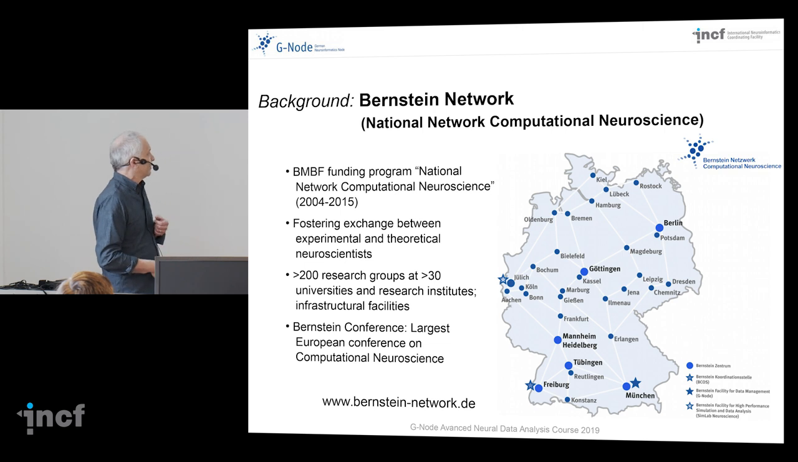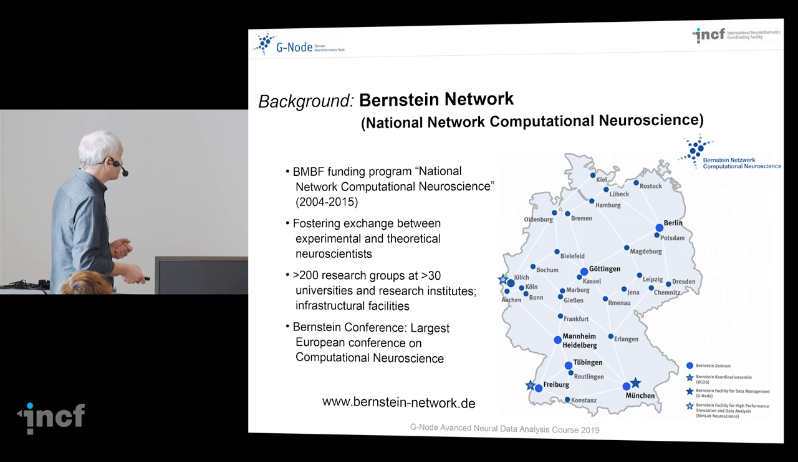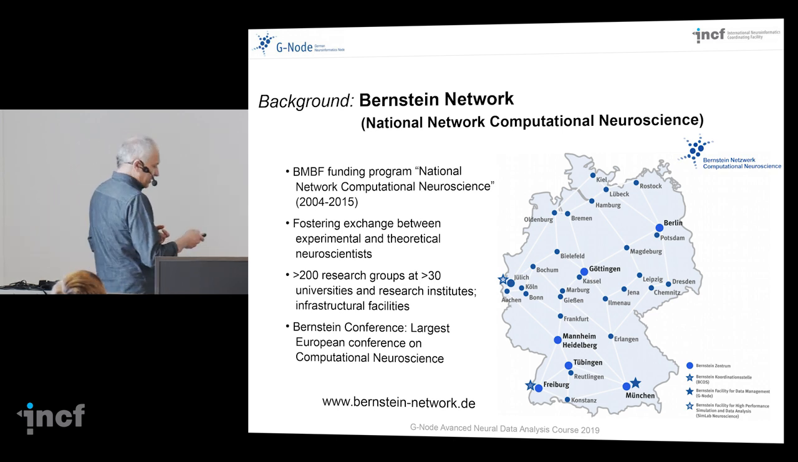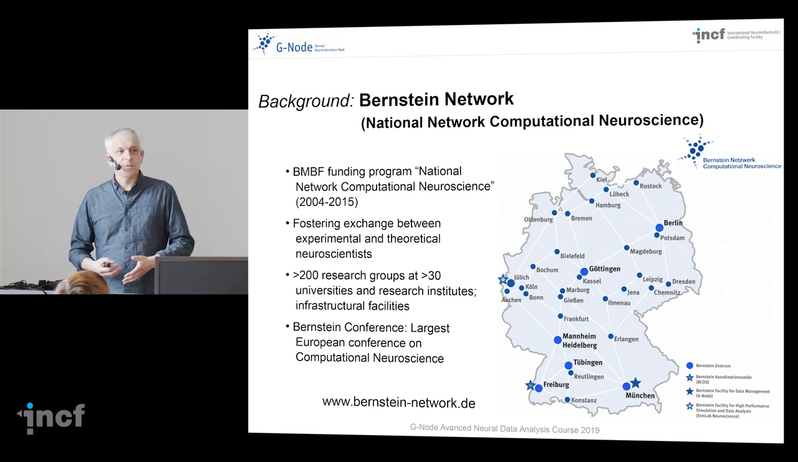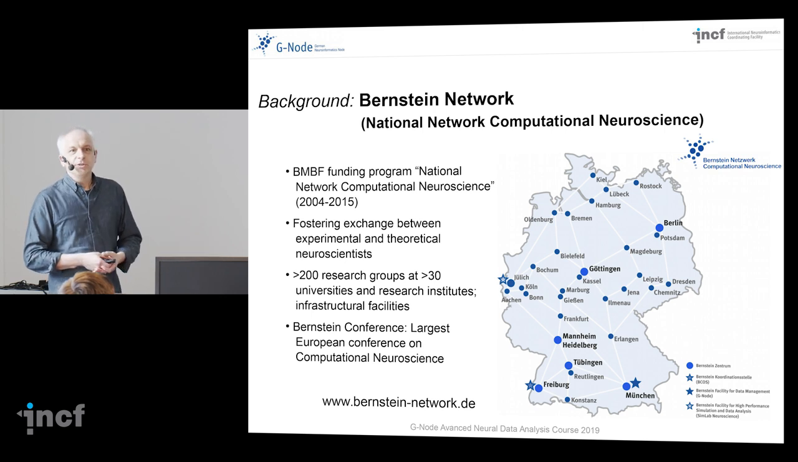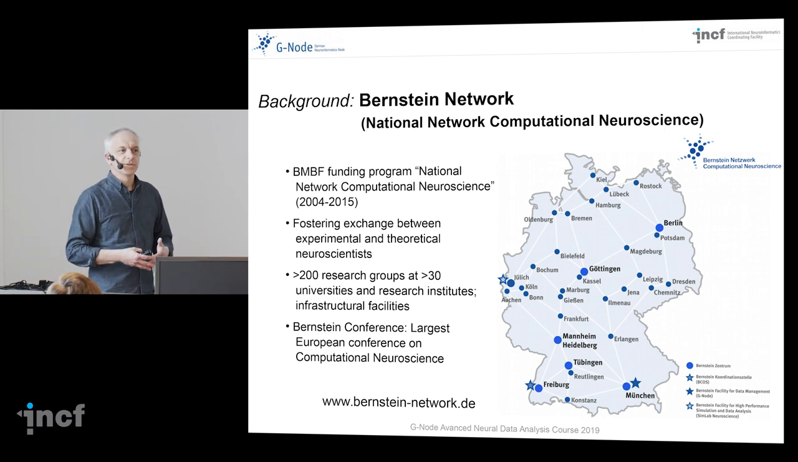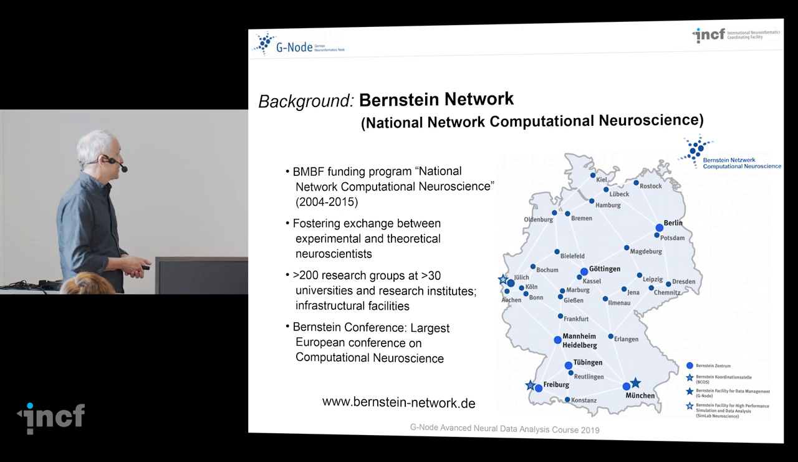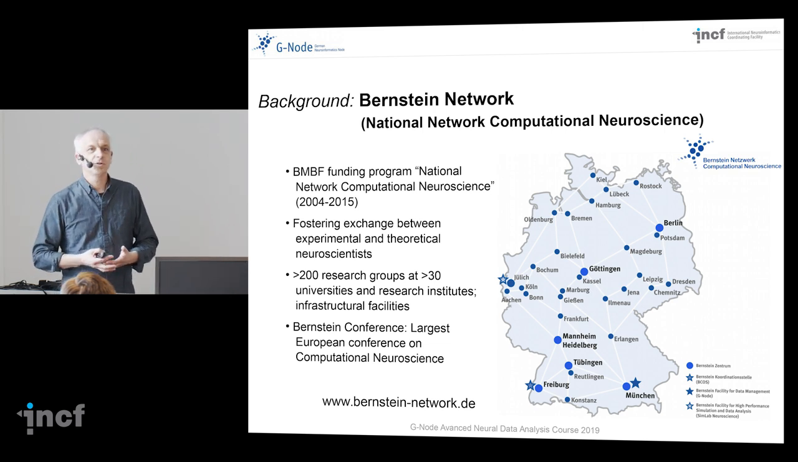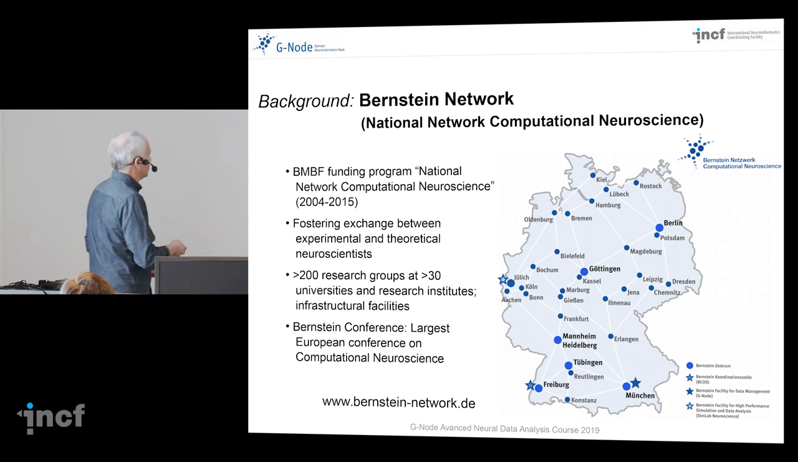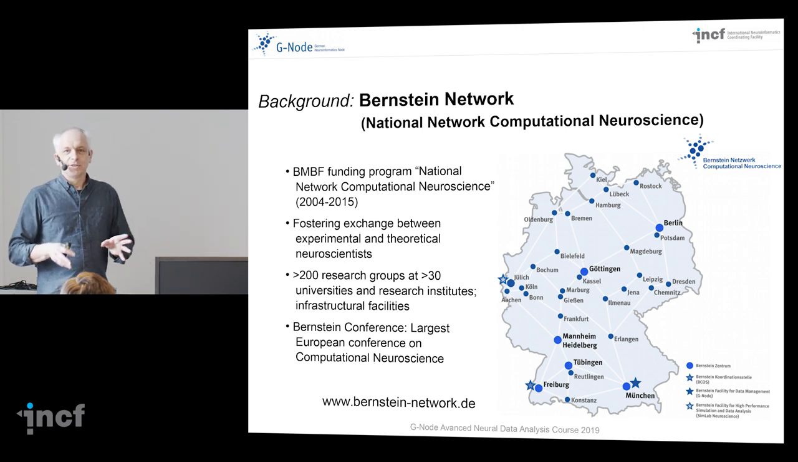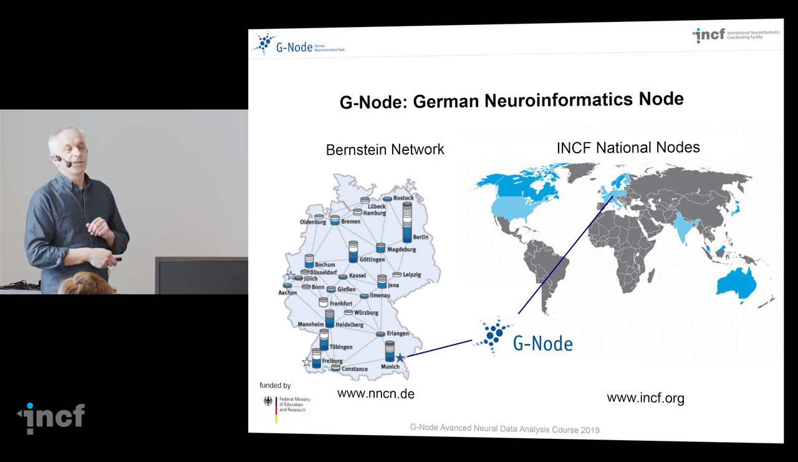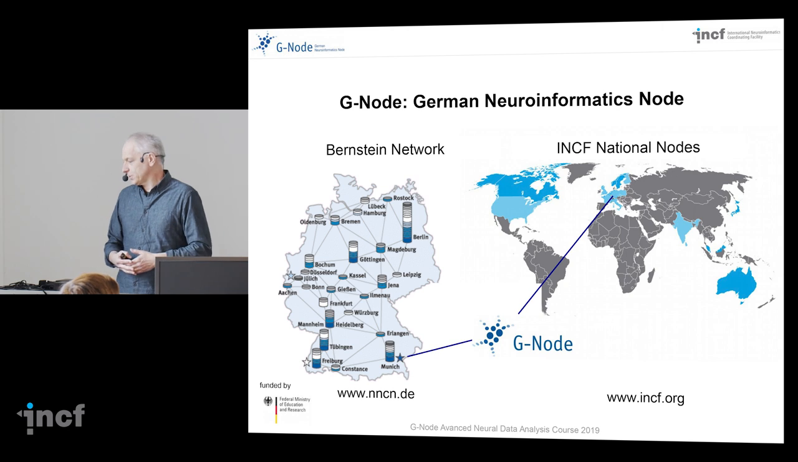And now we have a fairly large network with more than 200 research groups all over Germany. And we also have in this network several infrastructure facilities. And GNode, the German Neuroinformatics Node, is one of these. It's hosted by the LMU in Munich, and its goal is to develop solutions to help the scientists in data management, to make the data exchange easier for the scientists. The Bernstein Network also has created the Bernstein Conference, which is an annual conference. Probably many of you have heard about it, maybe even have attended. It's meanwhile the largest European conference on computational neuroscience. So this is kind of the setting of where we are with the GNode, kind of a link between this national Bernstein network and the INCF global international community.